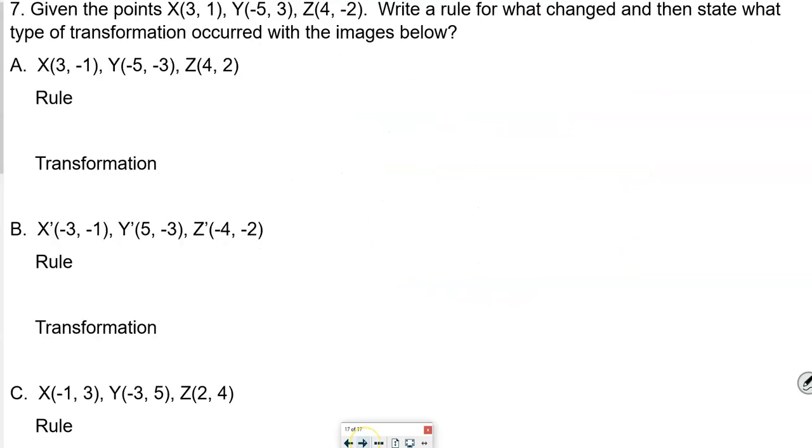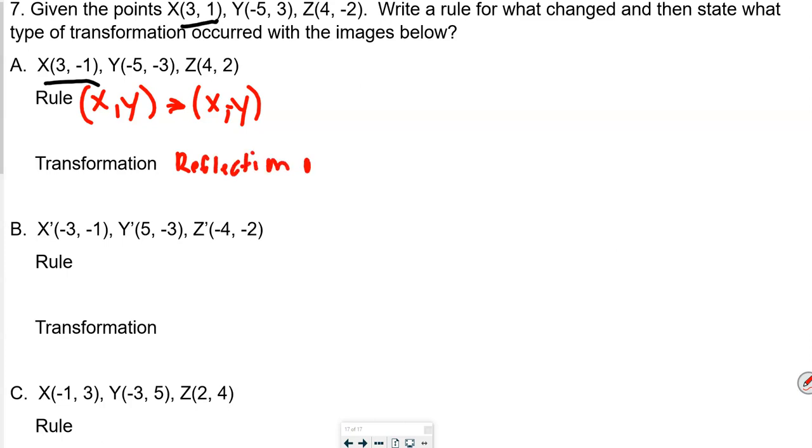Okay? All right, so our last set of questions says write the rule for what changed and then state what type of transformation occurred with the images below. So what I want to talk to you all about is what do you see and how does it change? So we're going from here a 3, 1 to a 3, negative 1. So what changed? The y value. You're right. So our rule would be x comma y becomes what? The 3 didn't change, so it's still x, but the y changed to negative y, right? So what is that a rule for? Isn't that a reflection over the x-axis, right? Okay.